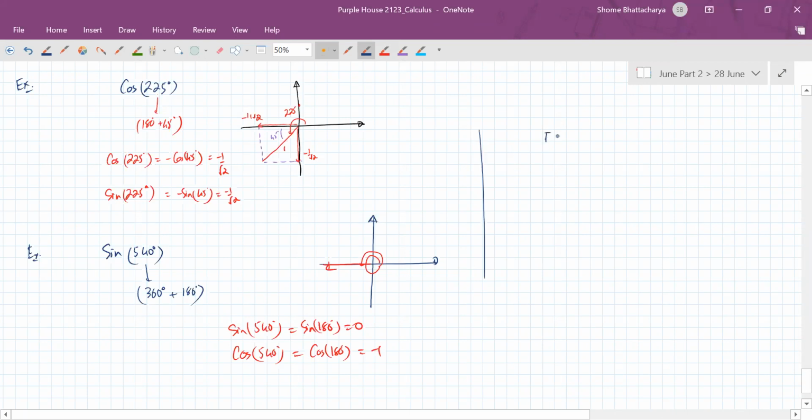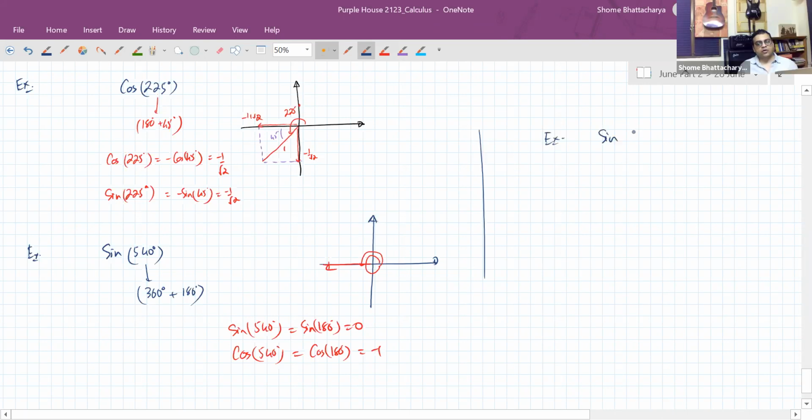So now, for example, if I ask you what is sine of minus 127 degrees. Remember that minus means clockwise rotation. So you can just visualize it this way. You don't need to memorize any separate formula for this. I'm now going clockwise through an angle of 127 degrees, so it should be somewhere here. This should be minus 127 degrees.